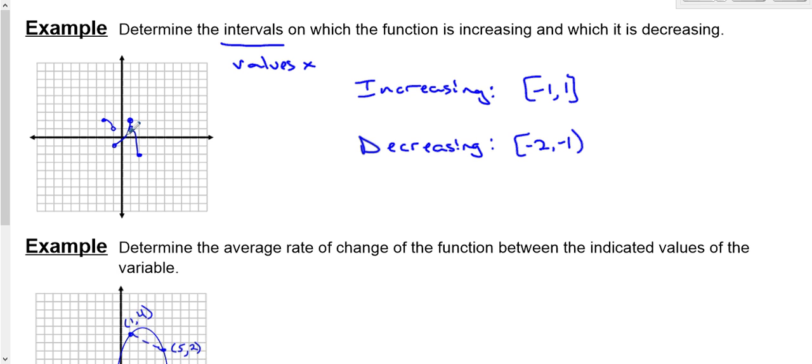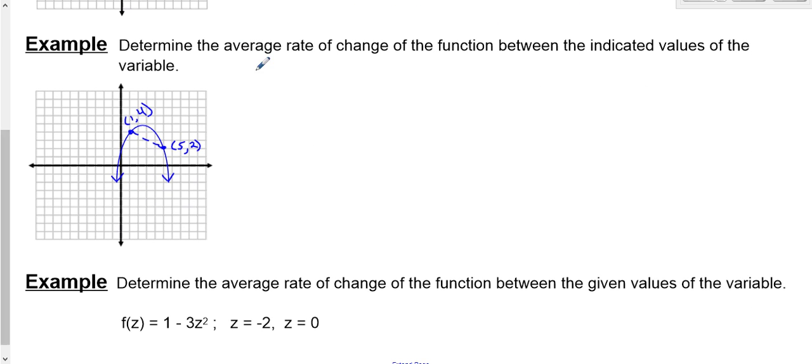And then if we look at the other part here, we are decreasing again from +1 to +2. So 1 to 2. And we have an open dot at 1, so I'm going to go ahead and put parentheses. And we have a solid dot at 2, so I will put a bracket. So we put -2 to -1 and 1 comma 2. All right, so that's increasing and decreasing, looking at our graph.